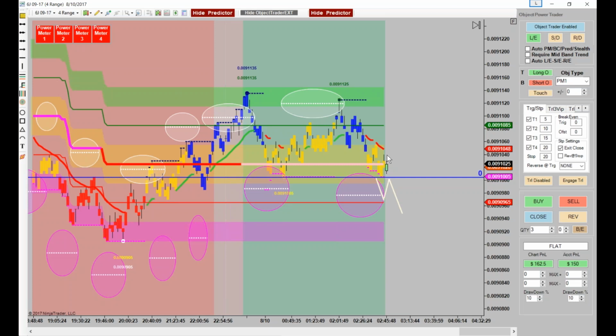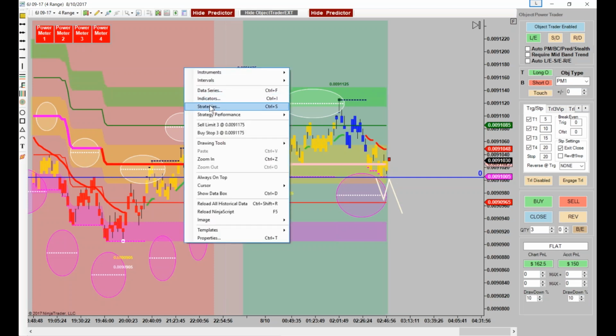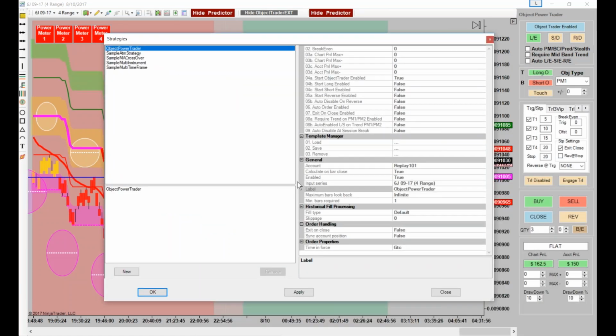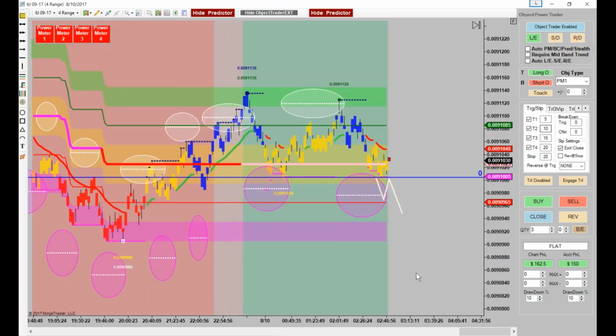How do you put Object Trader next to the chart? I'm not following, Albert. Oh, you mean to where you show it like I've got it here? You just right-click, Strategies, and there's Object Trader. It's in the list. You may have more if you've got other strategies and everything. Is that what you mean? Okay, you're welcome.